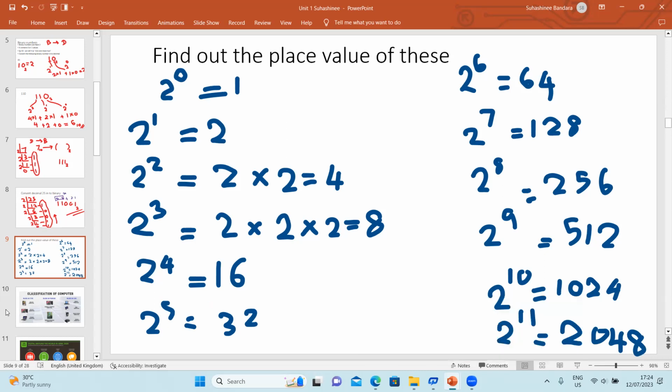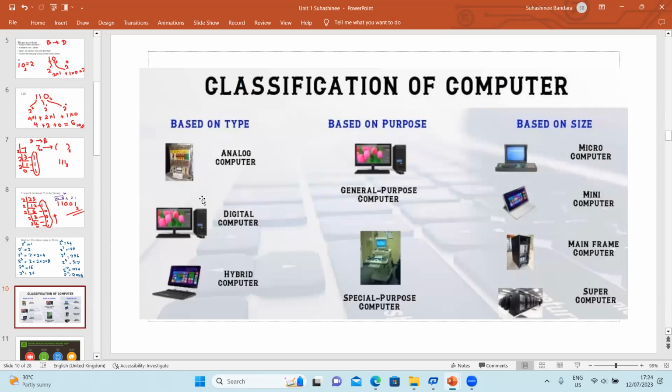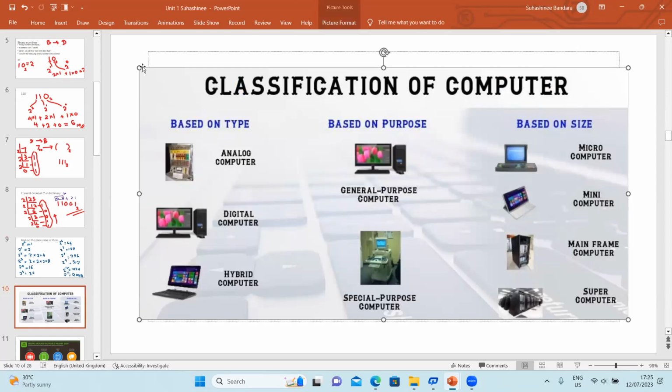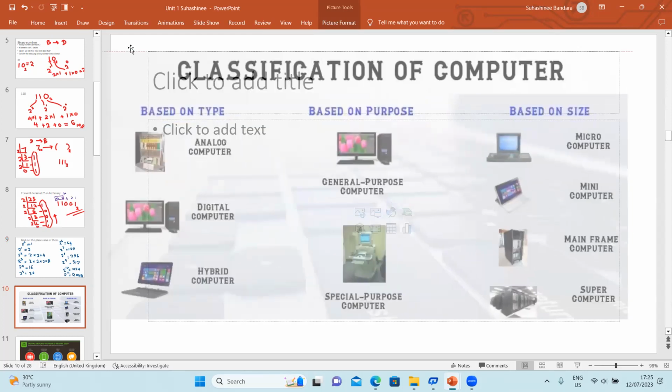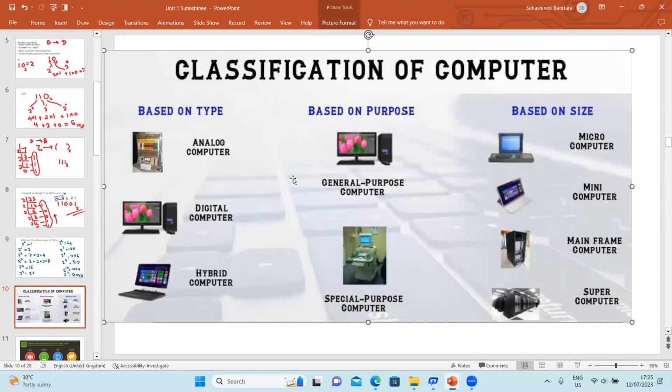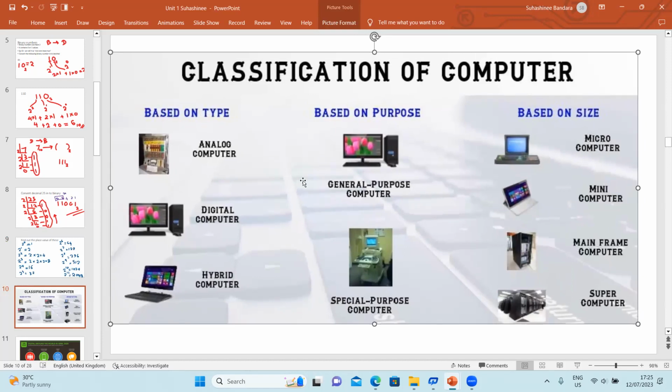Okay. Shall we move to the next section then? Classification of computers. We are going to classify computers according to their types, mainly 3 types. First one, based on the computer type, whether it is analog signal, digital signal, or hybrid computers.